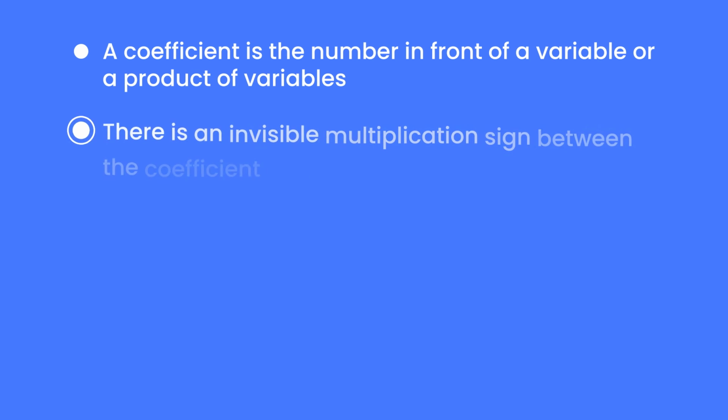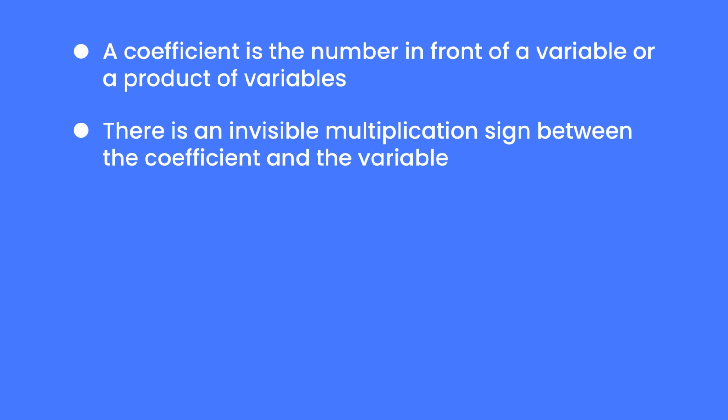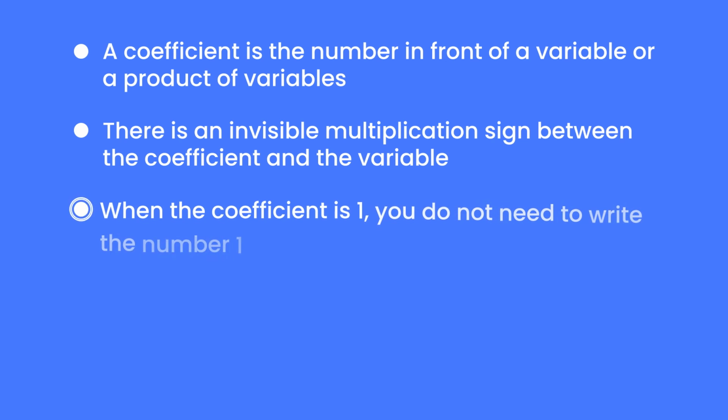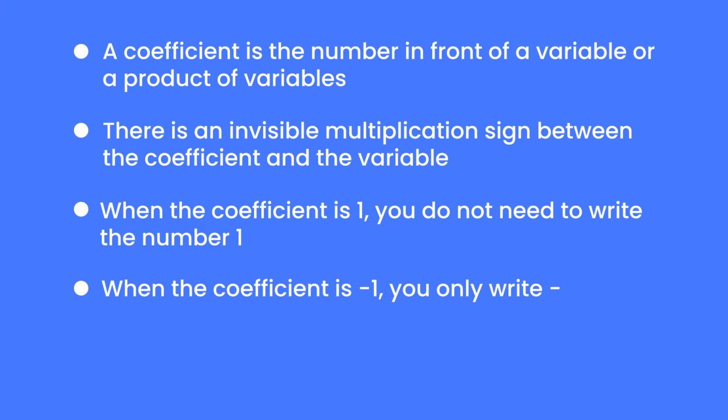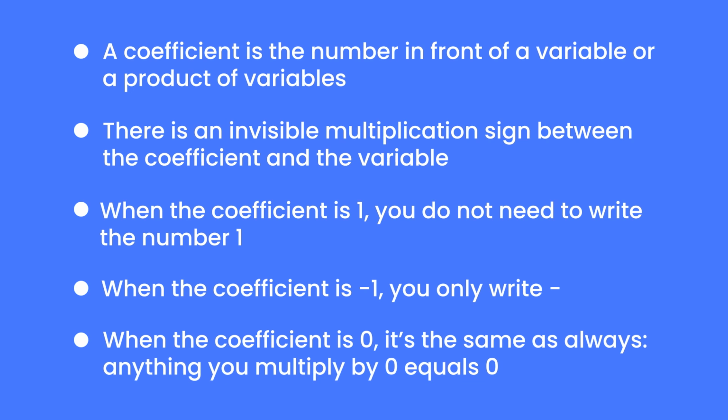A coefficient is the number in front of a variable, or a product of variables. There is an invisible multiplication sign between the coefficient and the variable. When the coefficient is 1, you do not need to write the number 1. When the coefficient is minus 1, you only write minus. When the coefficient is 0, it's the same as always. Anything you multiply by 0 equals 0.